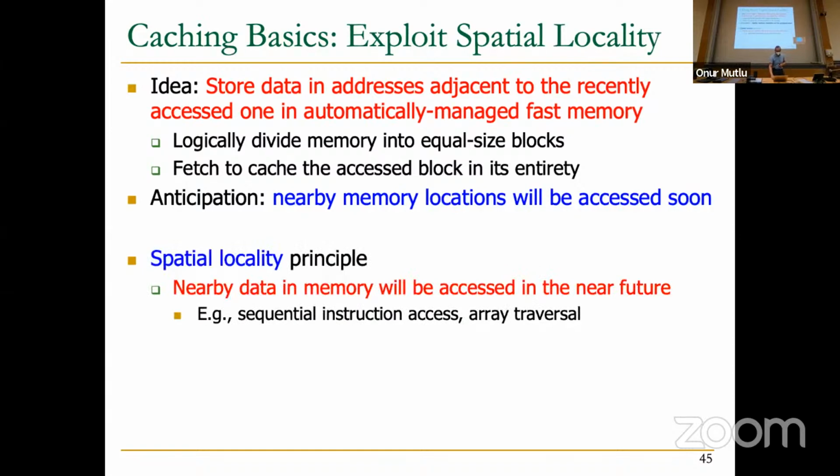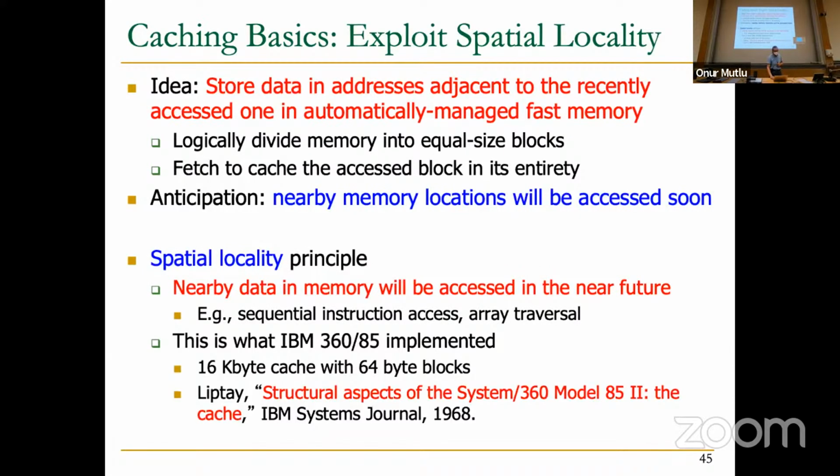Okay, we already said this, I think. There are reasons why this works. And this is what the IBM System/360 Model 85 implemented. This was the first commercial and quite successful processor that implemented a cache. And this beautiful paper describes it. It has a 64 kilobyte cache.